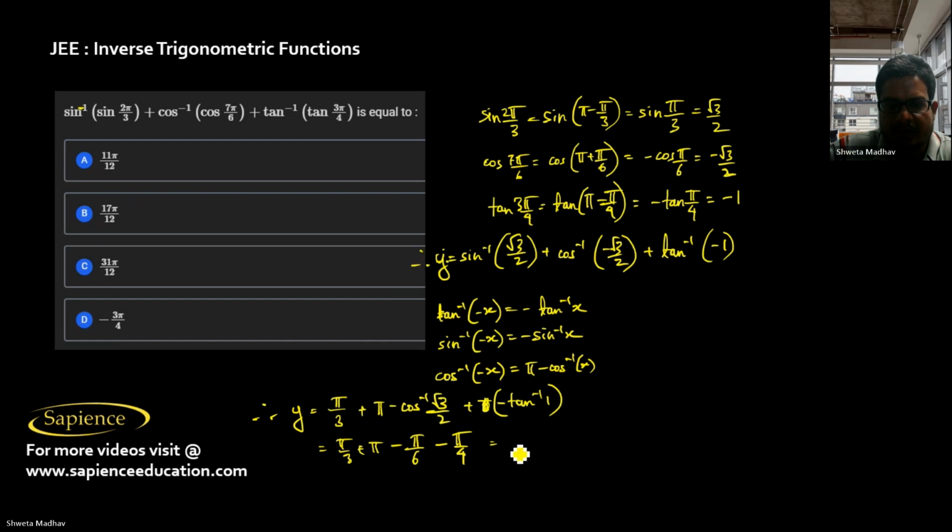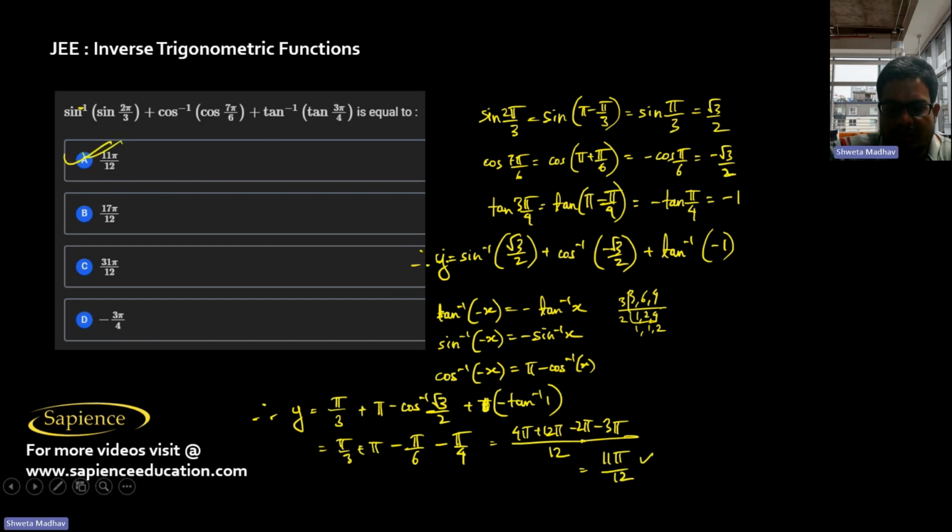So this will be the LCM. The LCM of 3, 6, and 4 is 12. So 3 fours are 12, 4 pi, plus 6 twos are 12, 2 pi, minus 4 threes are 12, 3 pi. So this will be 12 pi minus 5 pi, that is 11 pi by 12. So the y value will be 11 pi by 12. So option A is the correct answer.